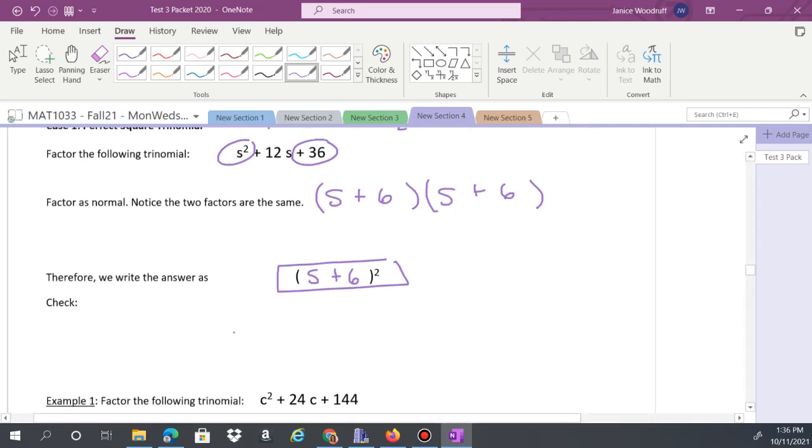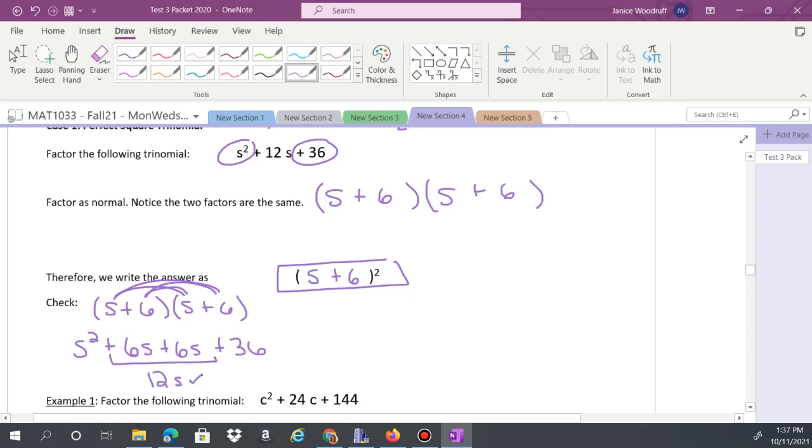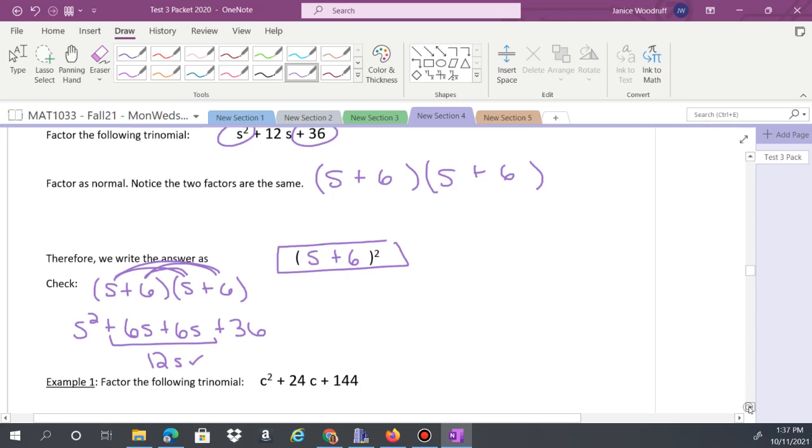And then we can go through and check. So S plus 6 times S plus 6. S times S is S squared. S times 6, 6S. 6 times S, 6S. 6 times 6, 36. Our middle terms give us that 12S. So we multiply back to the original problem. The more you factor these, the more you'll start to notice when you look at the numbers.